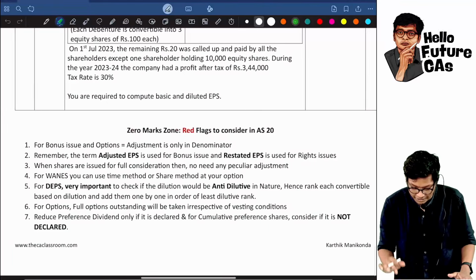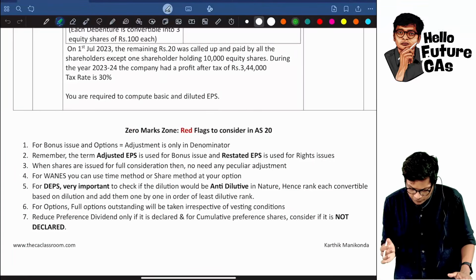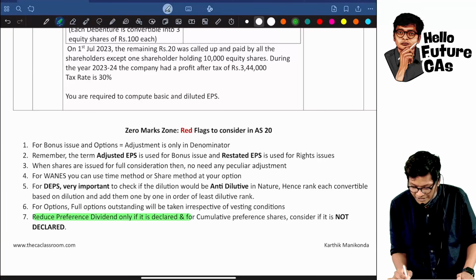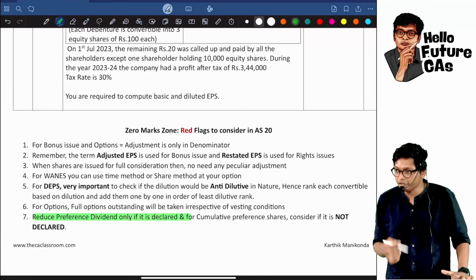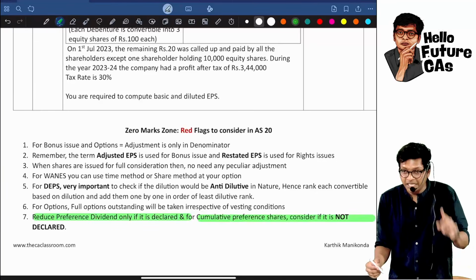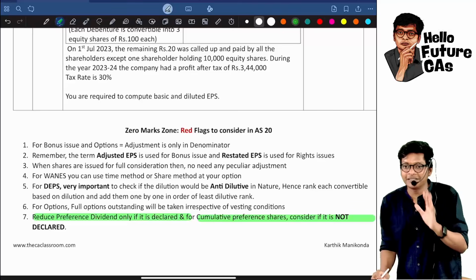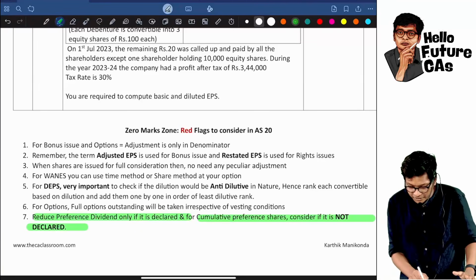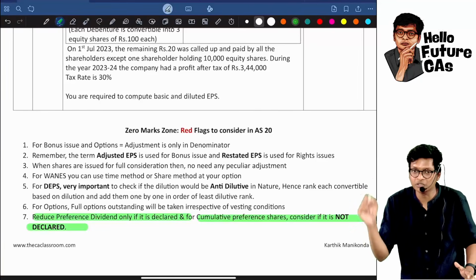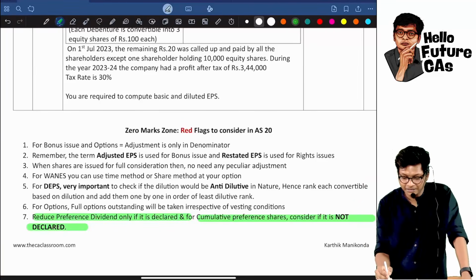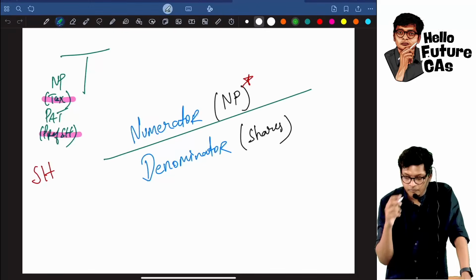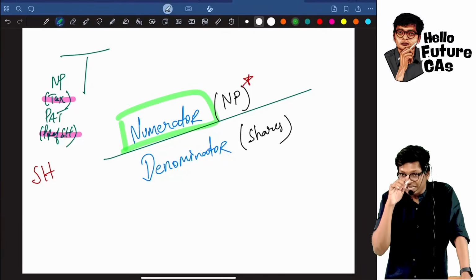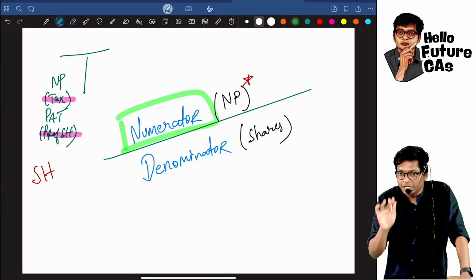I have given that in the red flags also. Students should not get confused. Look at this. For preference shares, reduce preference dividend only if it is declared. Otherwise, you don't assume. But if it's cumulative, sir, can I assume it's cumulative? No. If the word cumulative is given, then even if it's not declared, you have to reduce it from net profit. Are you following, guys? Clear? So that is going to be my numerator: profit available to equity shareholders.